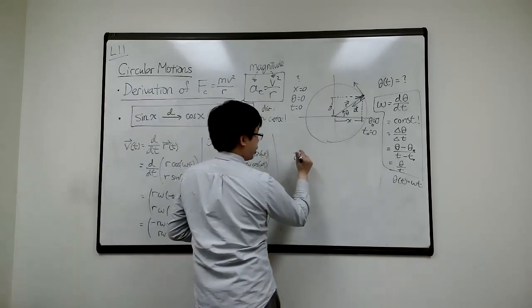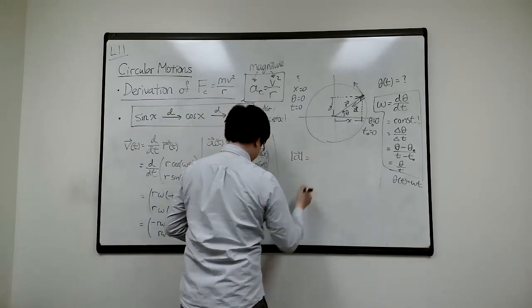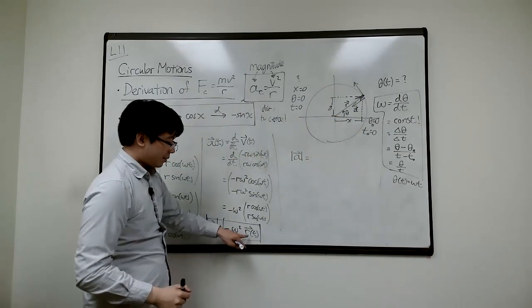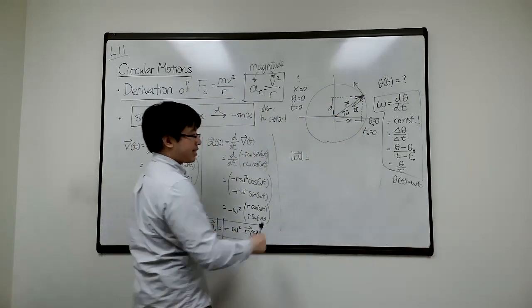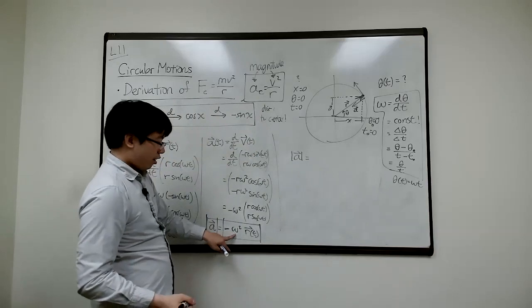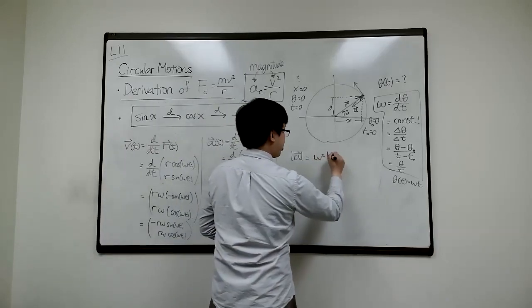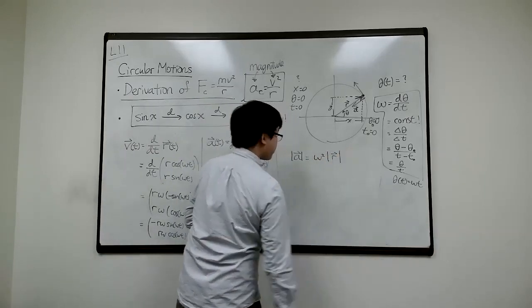So you just have this, the absolute value. You can take the absolute value of each thing individually. The minus sign just goes away. The absolute value of omega square is just omega square, and now you just have the absolute value of r, like that.